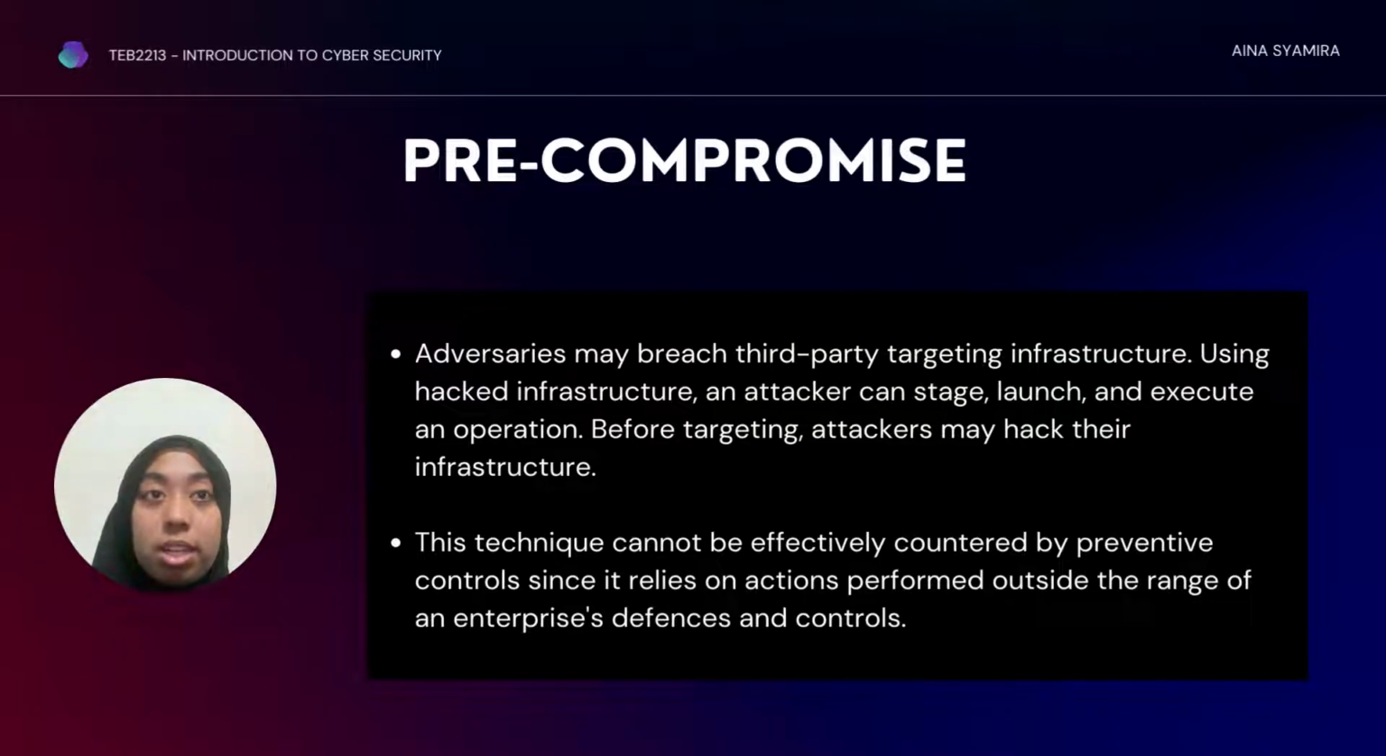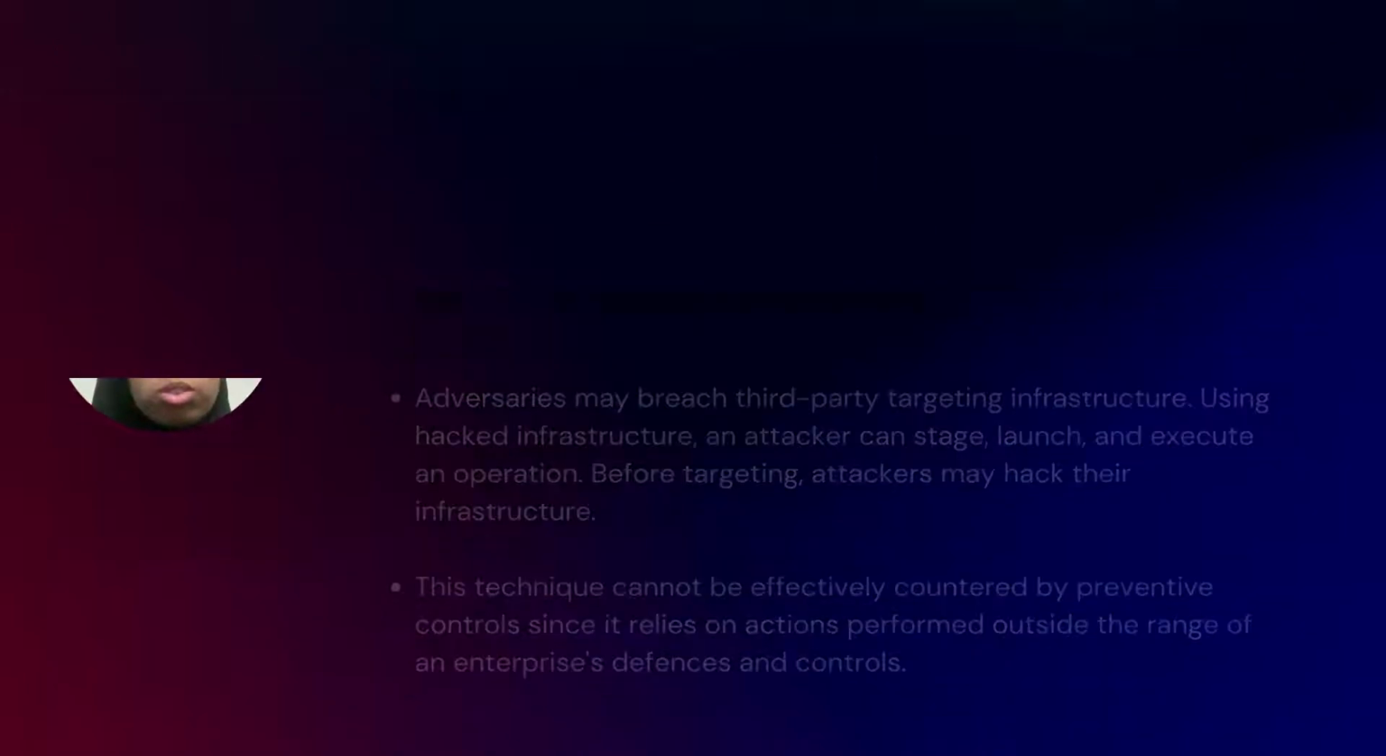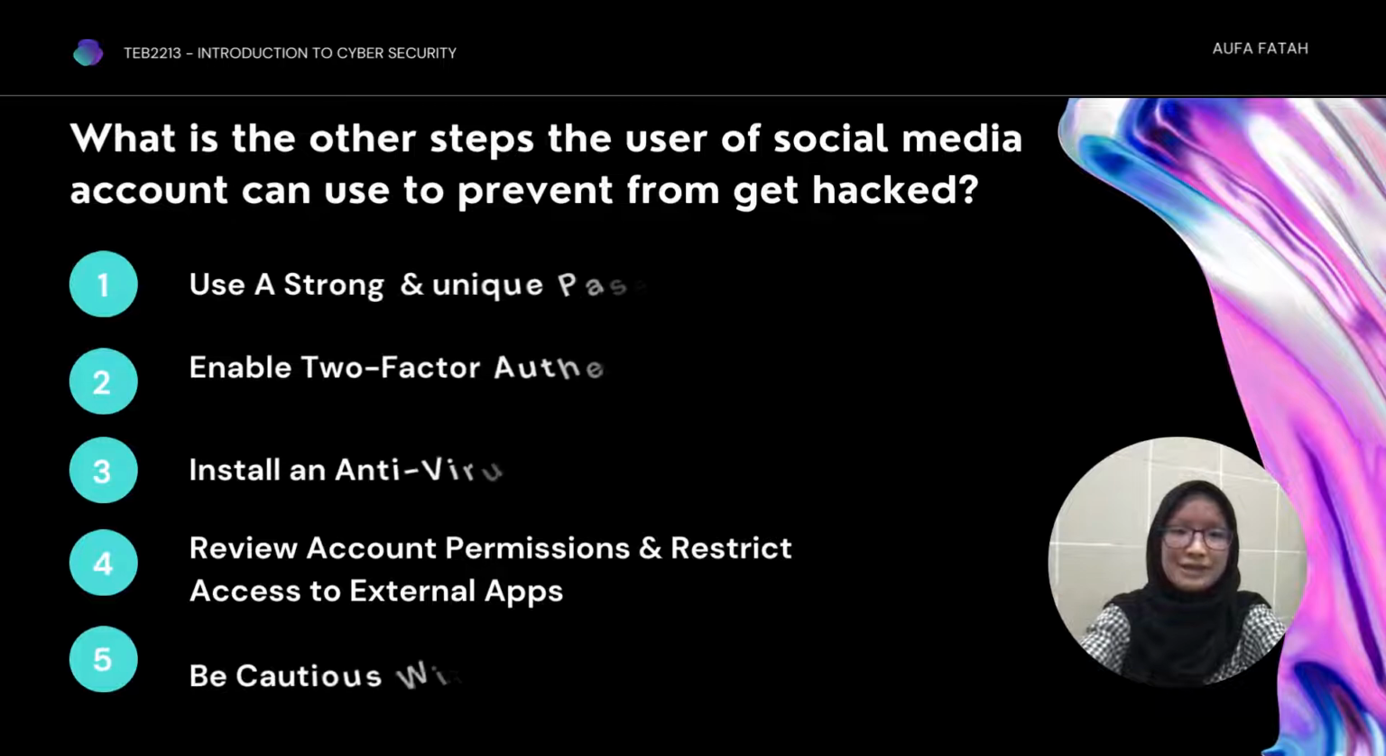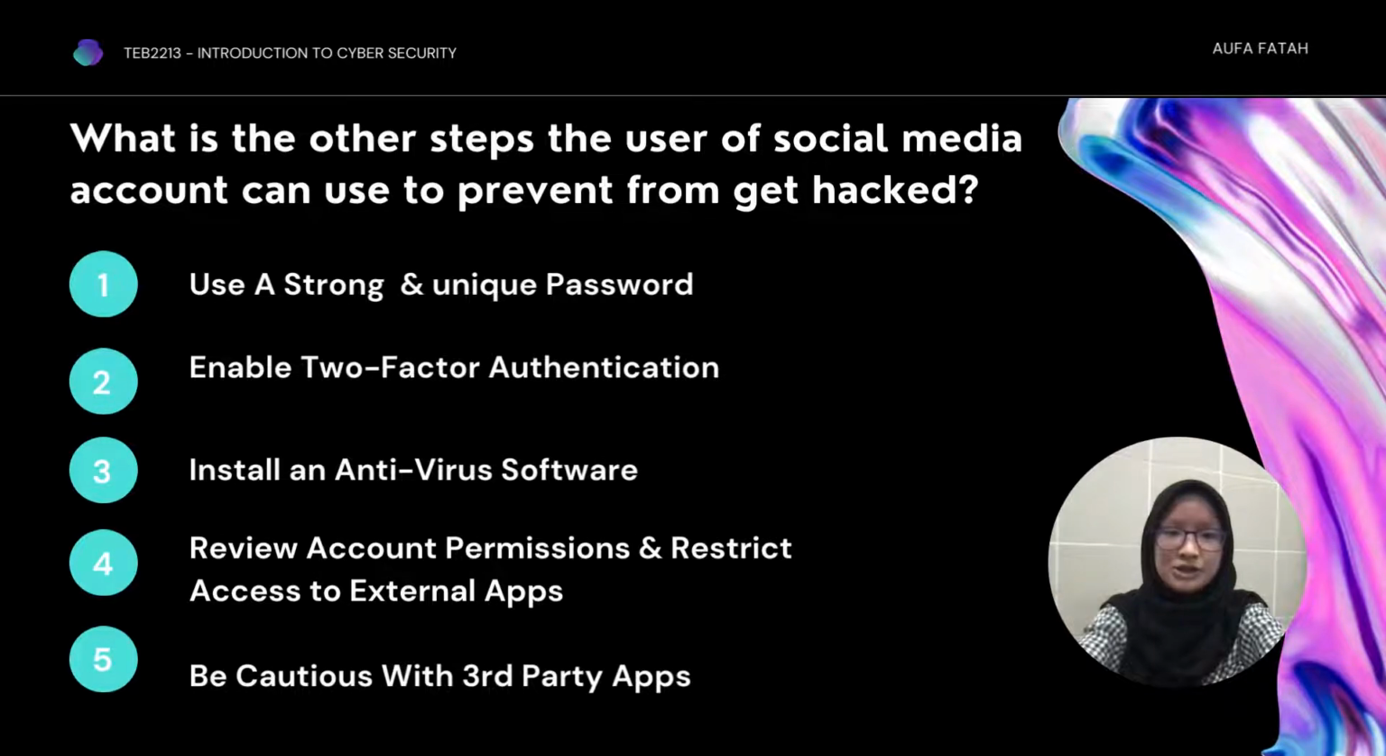compromised persona. Next, pre-compromise. Adversaries may breach third-party targeting infrastructure. Using hacked infrastructure, an attacker can stage, launch, and execute an operation. Before targeting, attackers may hack their infrastructure. This technique cannot be effectively countered by preventive control, since it relies on actions performed outside the range of an enterprise's defense and control.